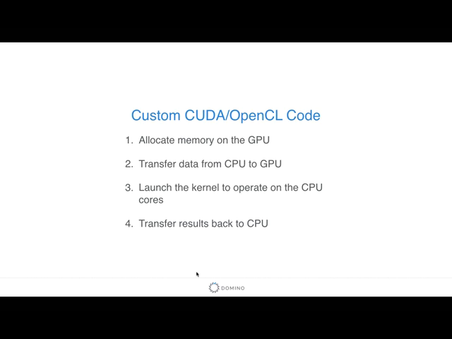Remember that the GPU cannot operate alone without the CPU, and so there has to be some communication there. The third is to launch the kernel to operate on the GPU cores. And so this kernel is basically instructions that we send to each one of the GPU cores on what to do with the data once it's gotten there. And then finally, it's to transfer those results back to the CPU.